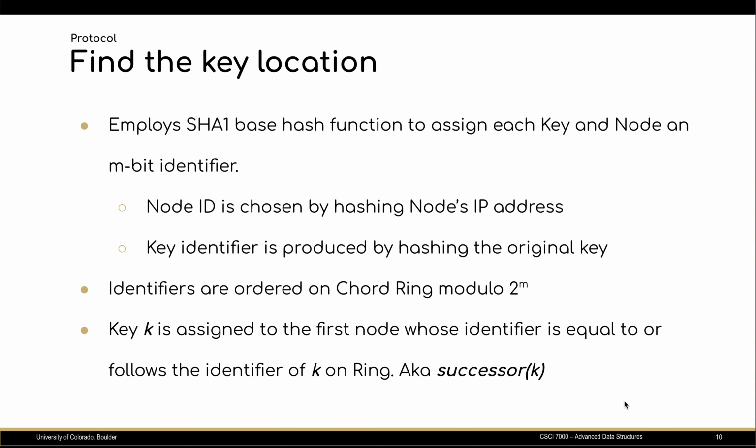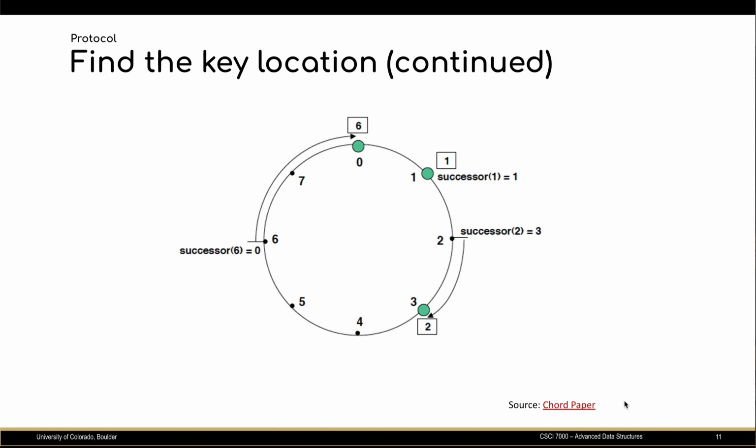The key is assigned to the first node, like I was saying, whose identifier is equal to the key, or the identifier which immediately follows the key in the ring. That identifier is also called the successor of the key, as it follows immediately after the key on the ring. So if you look at the ring structure again, the green ones are the nodes actually present on the ring: 0, 1, and 3. The ones in the box are the keys, which we need to map.